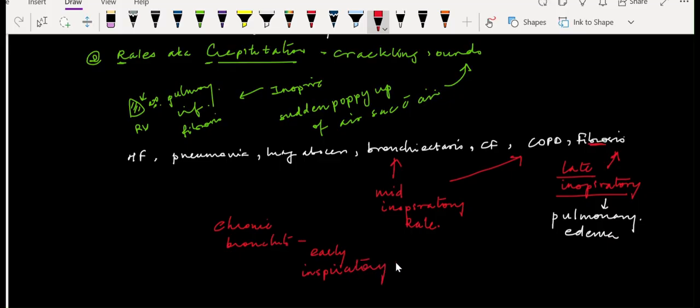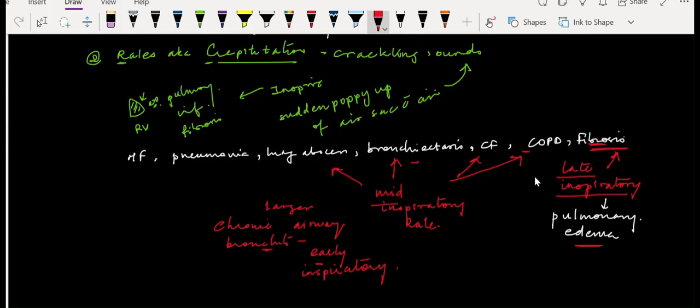Okay. Even lung abscess can produce mid-inspiratory. So mid-inspiratory, specifically bronchiectasis, even cystic fibrosis and sometimes COPD. COPD, chronic bronchitis, can produce early inspiratory because of involvement of the larger airways. And then late inspiratory is more importantly associated with fibrosis or involvement of the alveolar areas with edema. So late inspiratory. These are the three types of rails which we need to know, and where exactly you will find them.